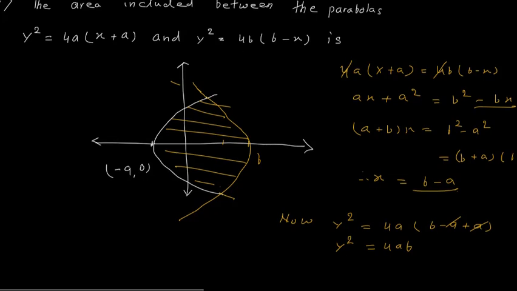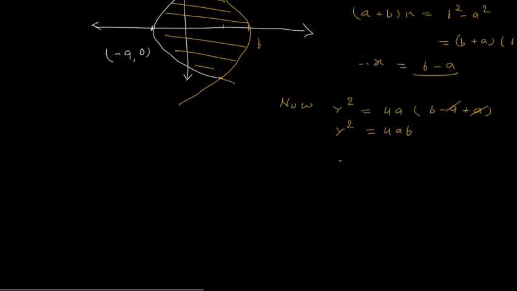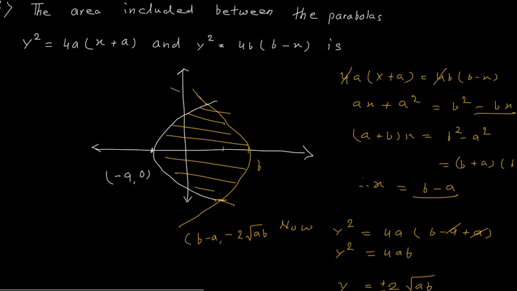That will give me the value of y as 2 root ab, plus or minus. So here this point has got the coordinate b minus a comma minus 2 root ab, and similarly here I will get the point b minus a comma 2 root ab.